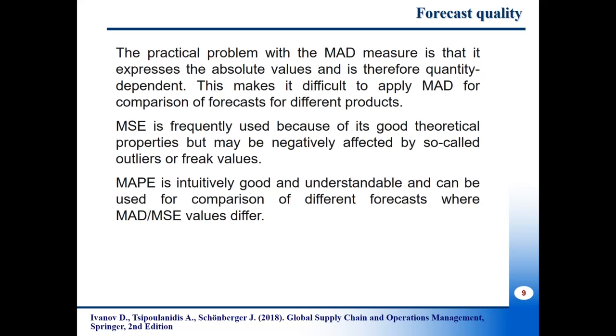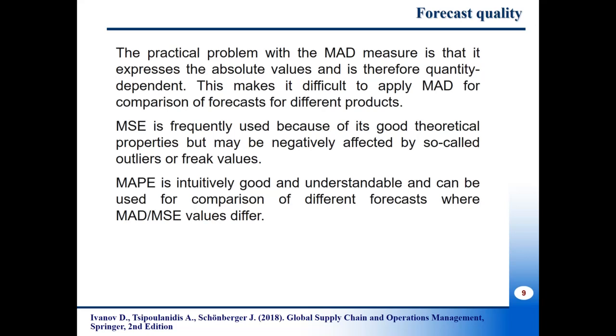MSE is frequently used because of its good theoretical properties, but may be negatively affected by so-called outliers, or freak values. An outlier is a data point that falls outside of the expected range of the data. For instance, it is an unusually large or small data point.